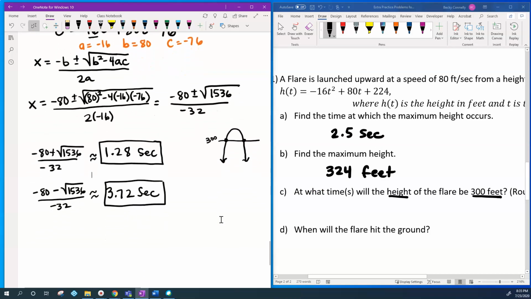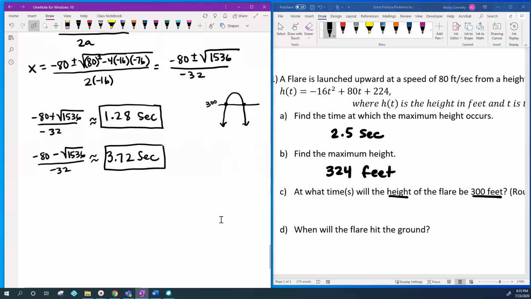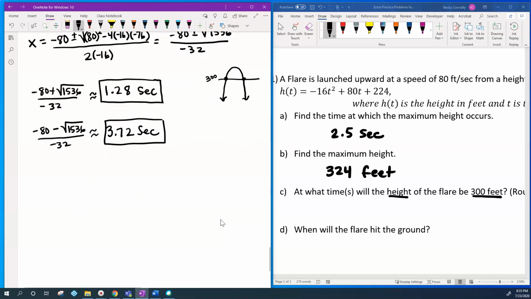Okay, what about part D? When will the flare hit the ground? What do we need to do on something like that? How do we figure out when it's going to hit the ground? So here's the ground. It started at the ground, it's going to go up and over, and then eventually come back down. And we want to know what time it hits the ground. What do we need to do there to find that?